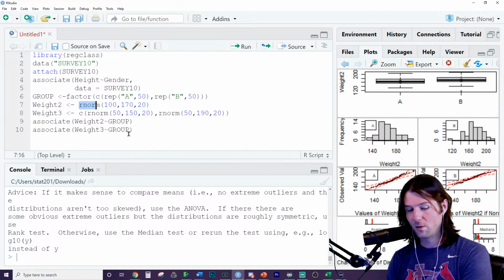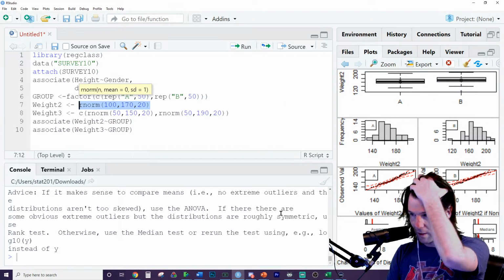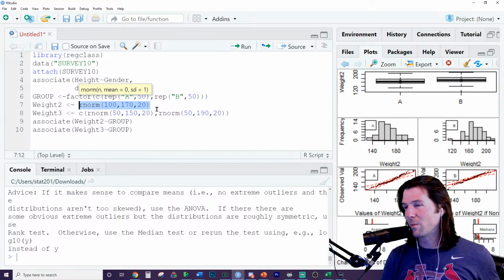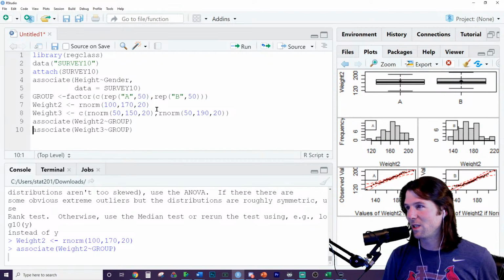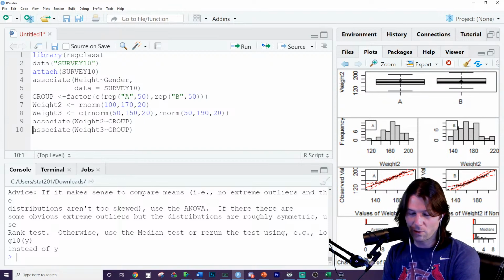Now, these points all come from one group, Lucy. Everything with this weight 2 is weights that are all from one group. So do you think the p-value here will be large or small?